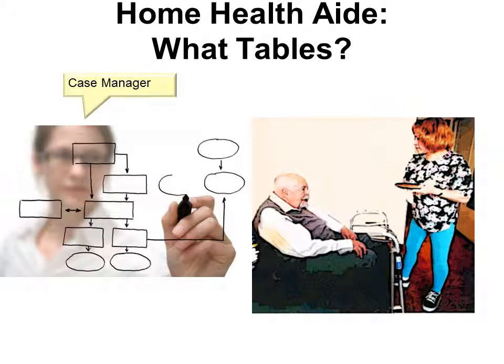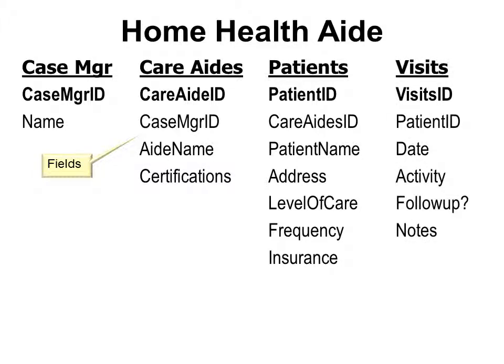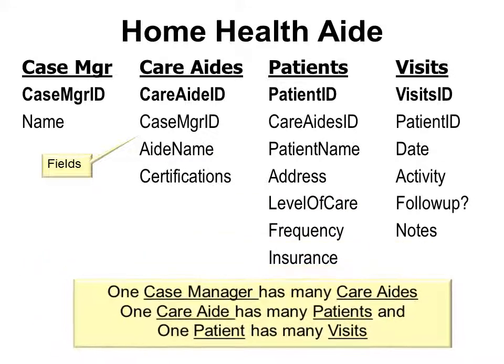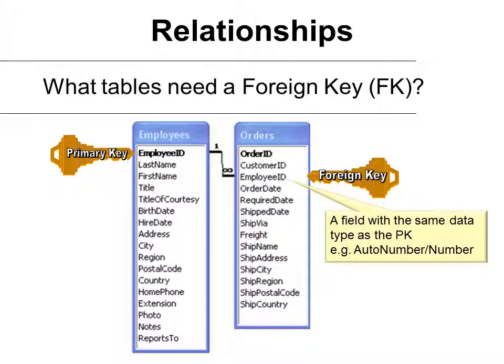A home health aide. This is a database I created for a nursing aid society. One case manager has many patients or care aides. Why? One case manager has many care aides and one care aide has many patients. One case manager has many care aides, one care aide has many patients, and one patient has many visits. Access asks you to create a primary key every time you create a table, but the hard part is remembering to create the foreign key. What table needs a foreign key? The ones that are related directly.